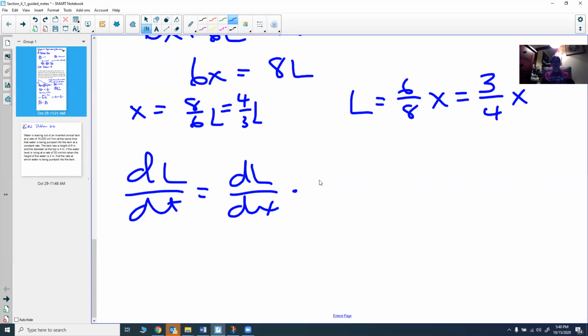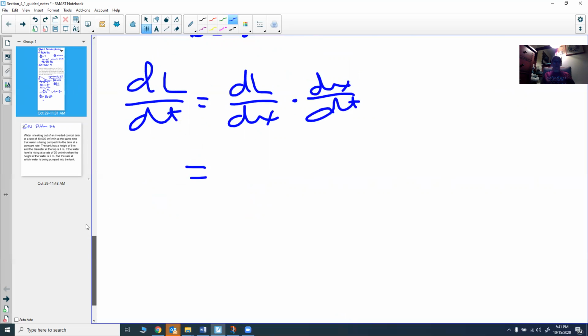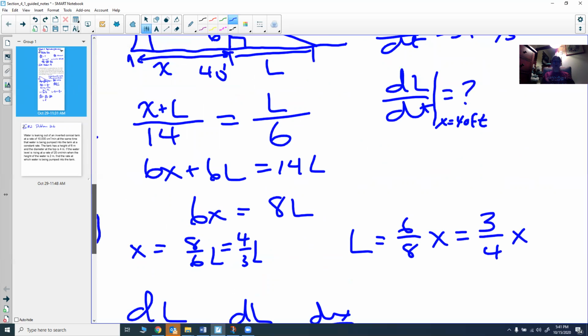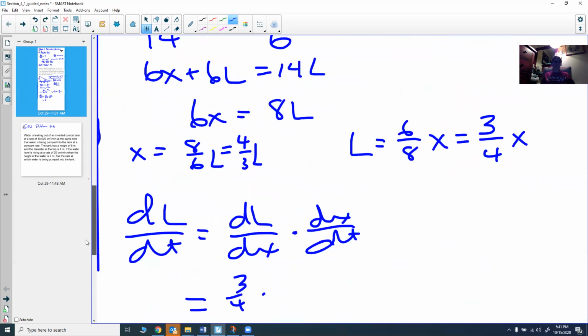So what if I multiplied this by dx/dt? That would get rid of the x's, and I'd have dL/dt. Which I know dx/dt, that we were given. We know how fast he's walking. So let's see if we can keep going with this. dL/dx would be the derivative of L with respect to x. So that's 3/4. dx/dt, going back up to our problem, dx/dt was equal to 5 feet per second.